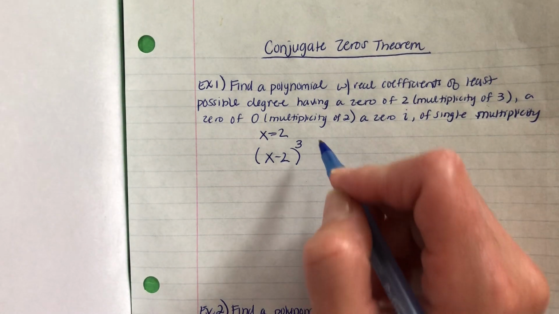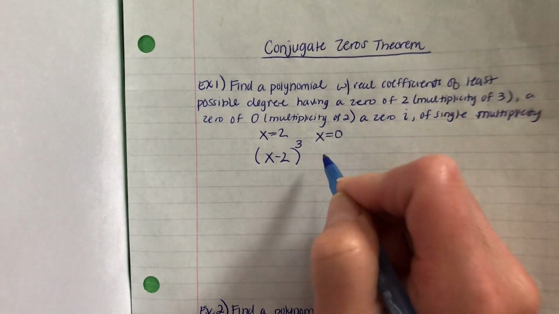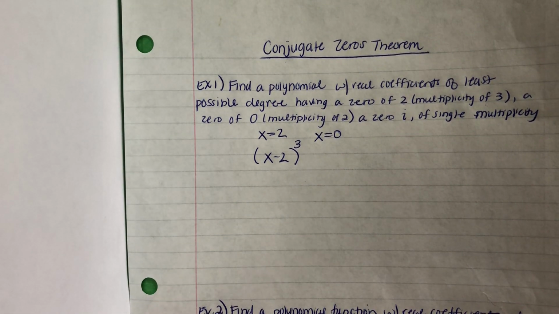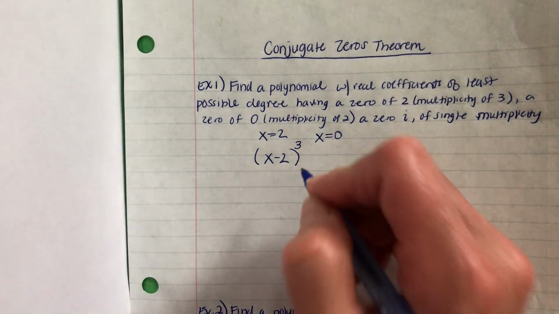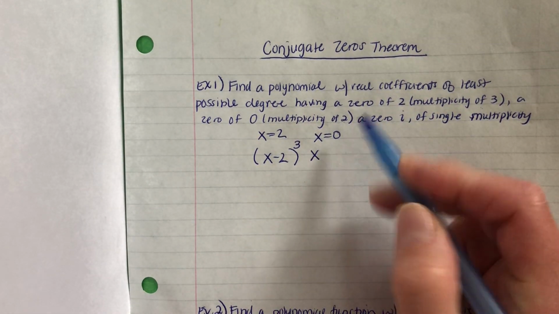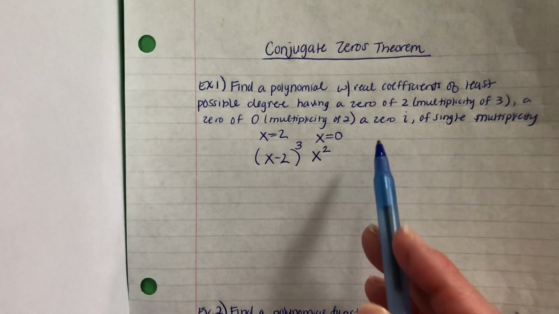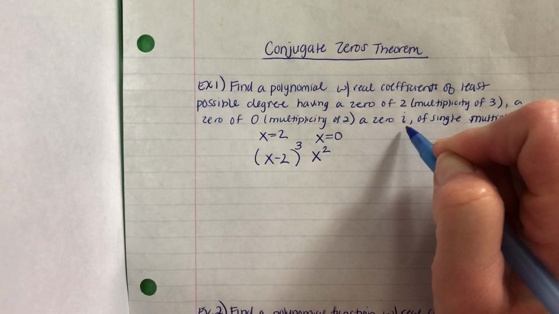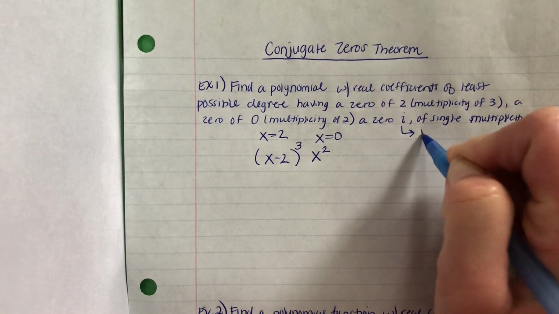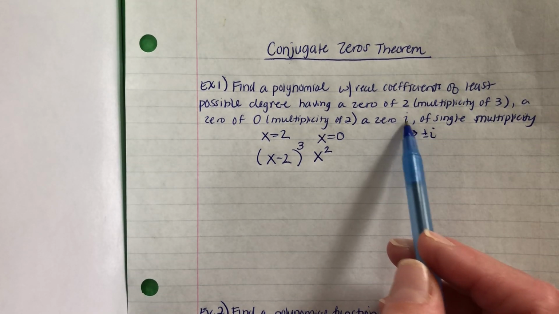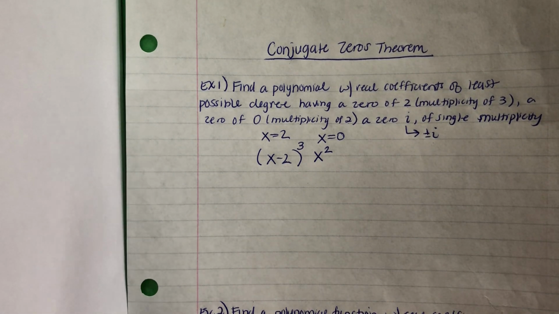For the next one, if we have a root at x equals 0, you could say that came from x minus 0, but it's a little bit strange because we don't write x minus 0. It's just going to be x. And since the multiplicity is 2, we'll write x squared. And now finally we have a zero of i. And by the conjugate zeros theorem, we know that it's really plus or minus i, because if you have an imaginary root, that means if you have a positive i, you've got the negative as well. If I had 2 plus i, I'd have 2 minus i as well.